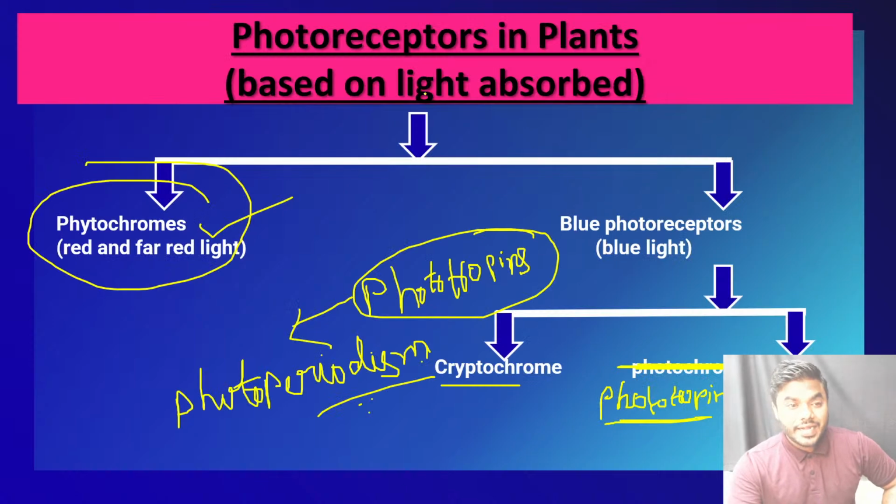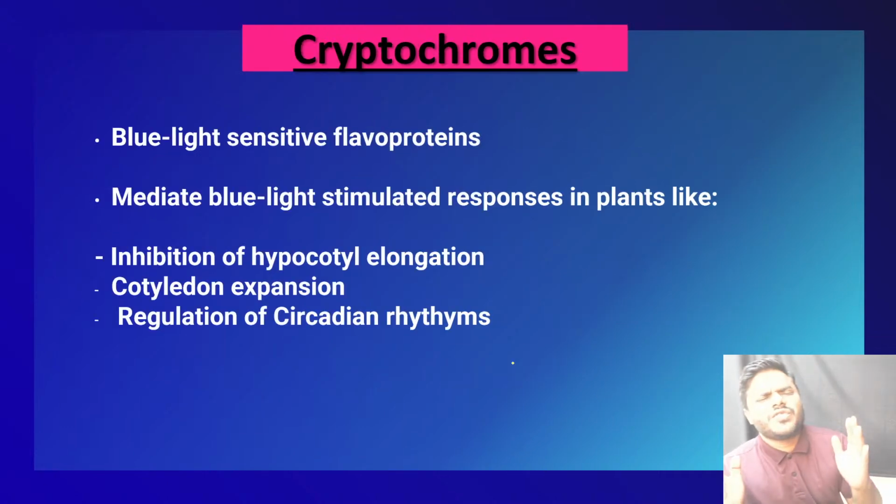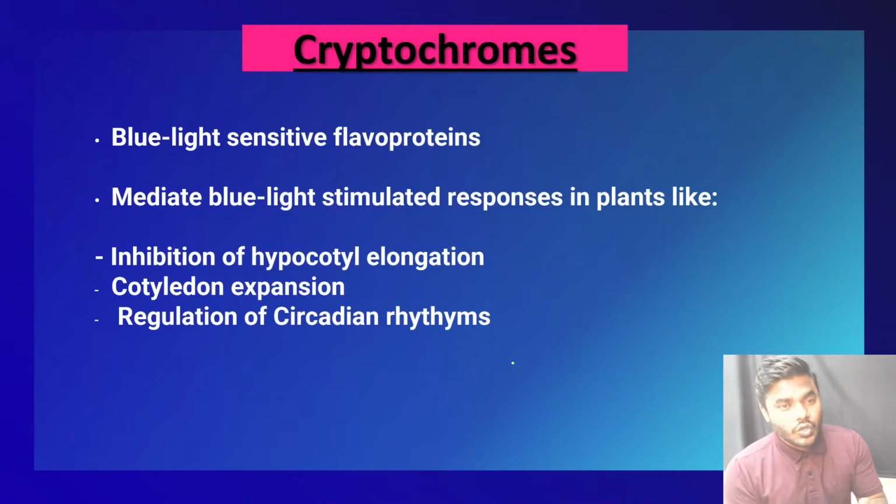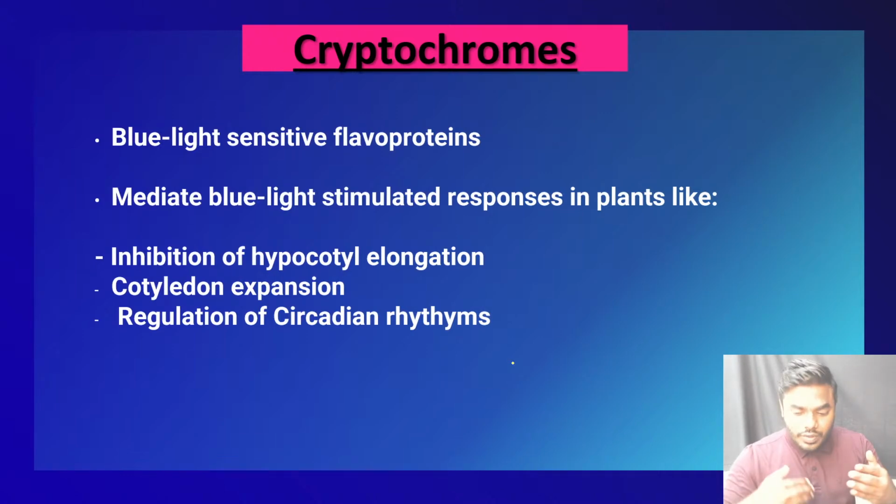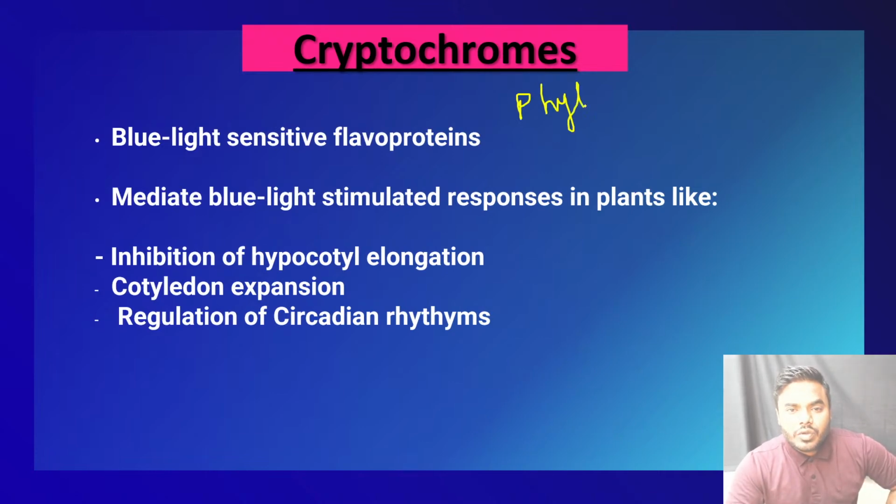Okay, now cryptochromes, the second type of big photoreceptor. See friends, it's very easy once you compare one photoreceptor with another photoreceptor. When you keep on comparing, you can remember more information. So friends, quickly recall what we studied about the phytochrome. Why is the phytochrome required for the plant body? I told you very clearly, phytochrome is required for flowering.